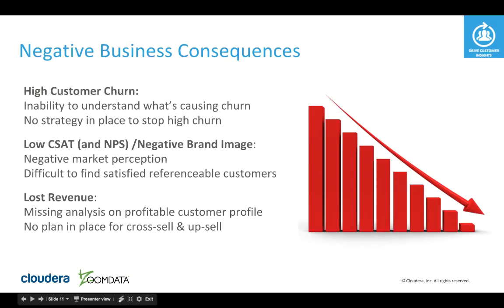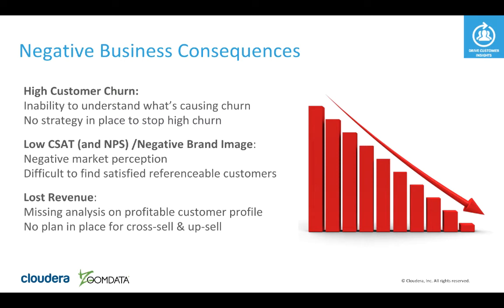The next thing we'd like to highlight are the negative business consequences of this type of environment. We have high customer churn because we don't understand what's causing the churn, because we don't have an enterprise view of the data. We typically will have low customer satisfaction, or NPS, or negative brand image. That's primarily because we don't understand the market perceptions that people have about our business. And then ultimately this leads to lost revenue.